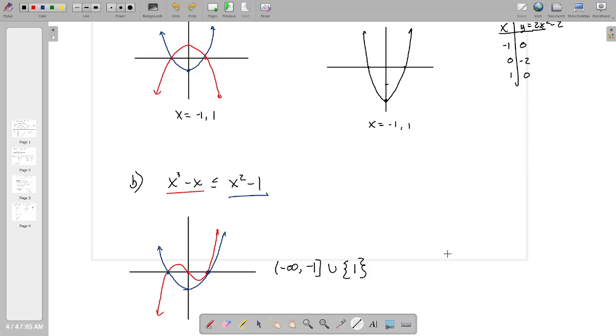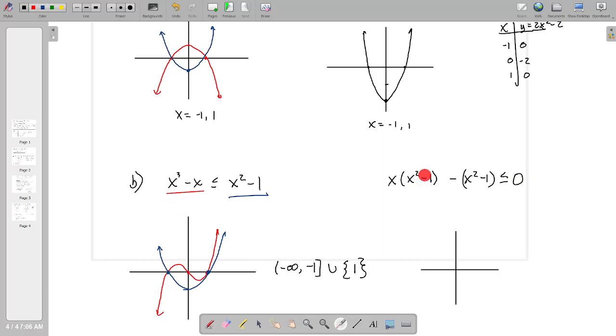Now let's do the same thing over here, except we're going to do it the same way that we did it before. Get everything on one side and 0 on the other side. So what I'm going to do here first is factor out an x, and we end up with x squared minus 1. And then I'm going to subtract the entire term x squared minus 1 to the other side as well. So now we have 0 on the right and everything on the left.